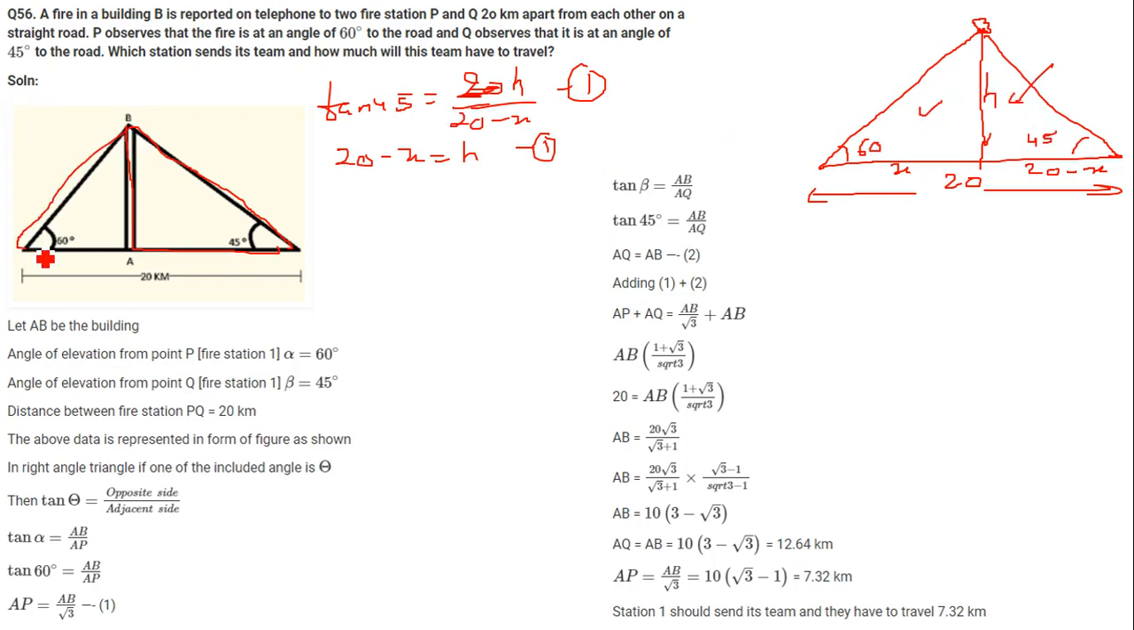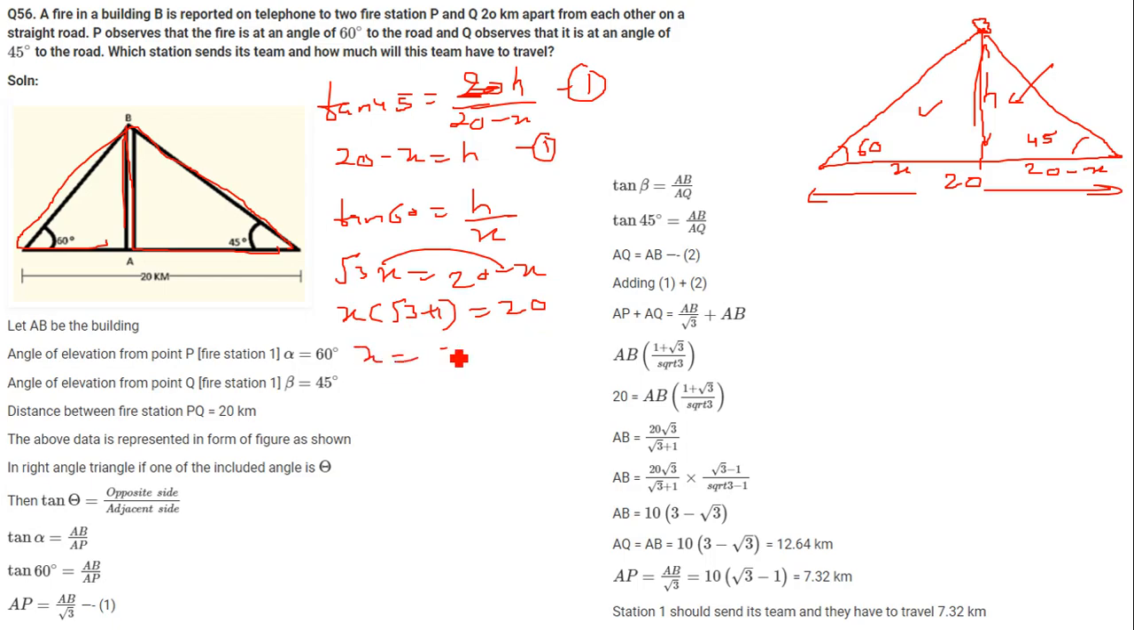Now for this triangle, tan 60 degrees will be equal to perpendicular by base, H by X. So we have to find out which station and how much will this steam have to travel. So we are not being asked about the height. So we will try to eliminate this H. Tan 60 is root 3. X goes here. H is 20 minus X. So what do we get? I bring it here. So it will be X times root 3 plus 1 equal to 20.